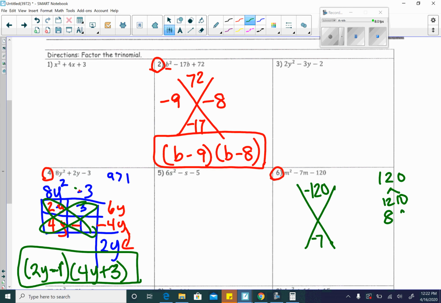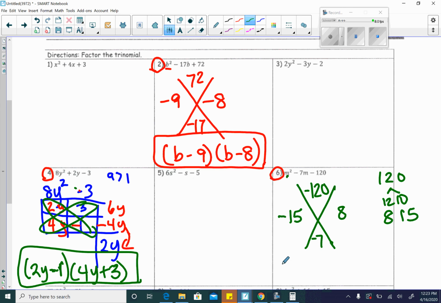8 times 15 is 120. And I know that 15 minus 8 is 7, so maybe I can do something with those numbers here. 15 and 8. Let's see. If I do minus 8, it'll give me negative 120, but it'll give me a positive 7, right? 15 minus 8 is positive 7. I want a negative 7, which means it must be negative 15 plus 8 will give me negative 7.